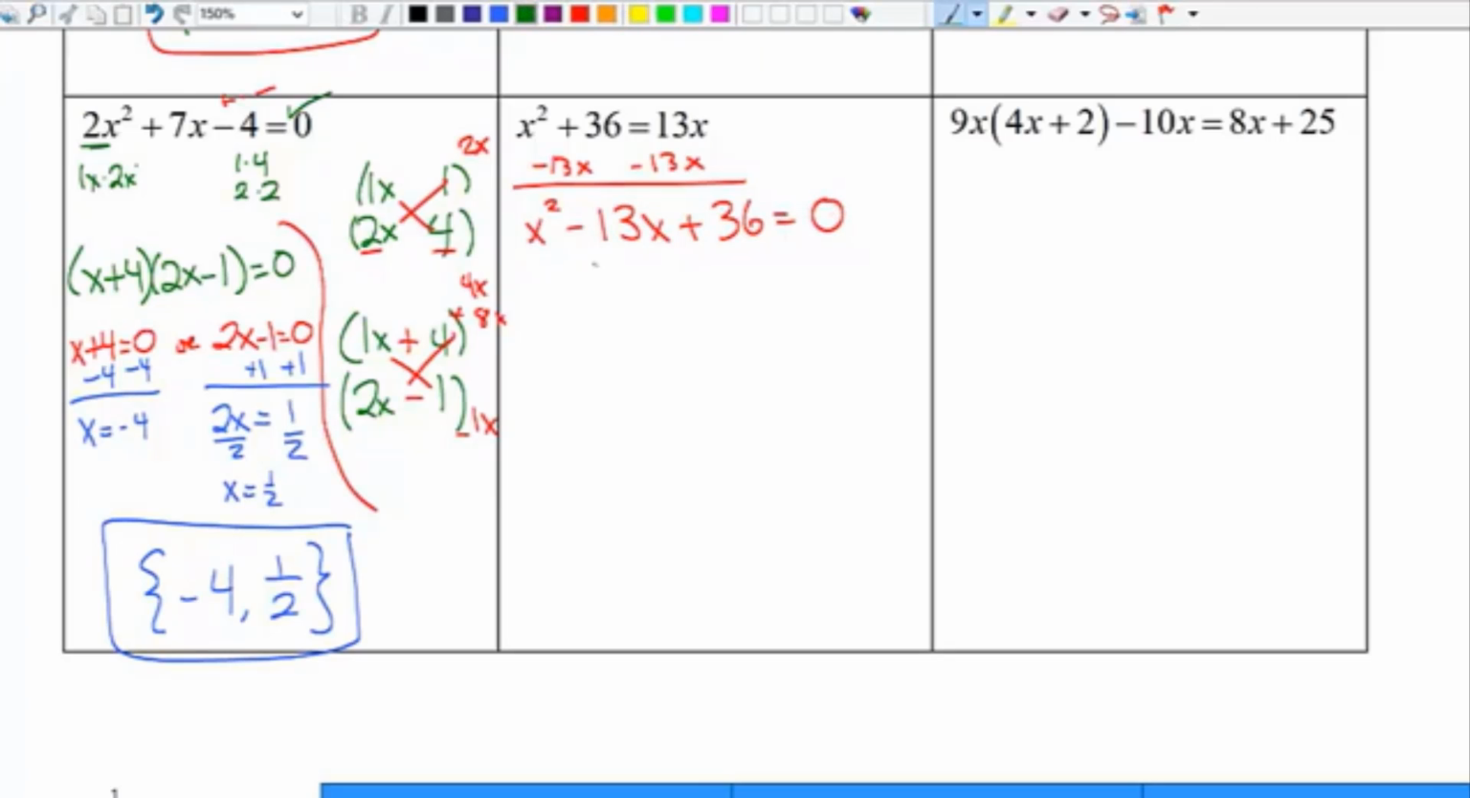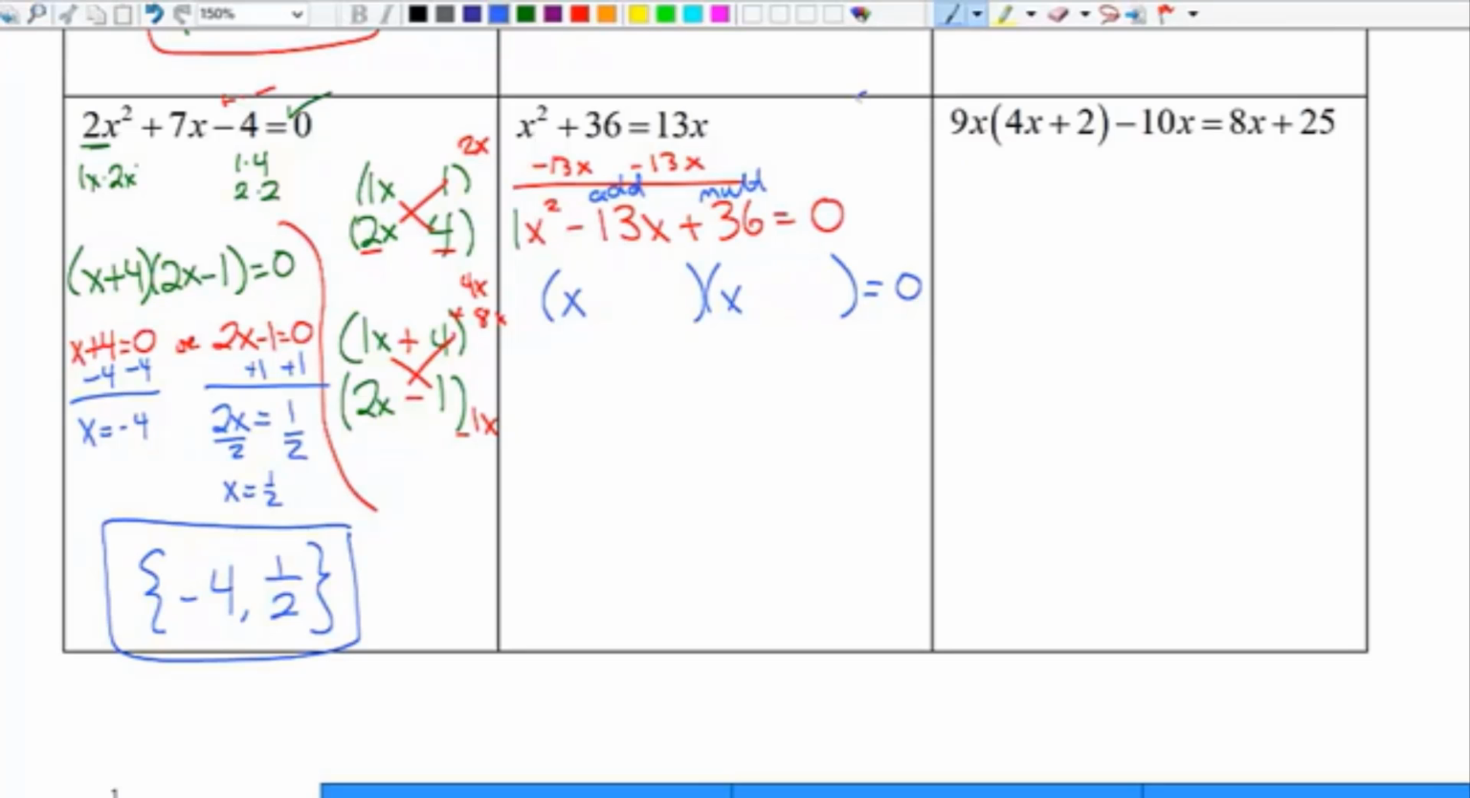Next, I'm going to factor. I have no GCF here. Step 2, how many terms? I have 1, 2, 3 terms with a leading coefficient of 1, which means it's an easy trinomial. So when I factor this, I'm going to have an x and an x in the front. I'm looking for two numbers that multiply to 36, yet at the same time add to 13.